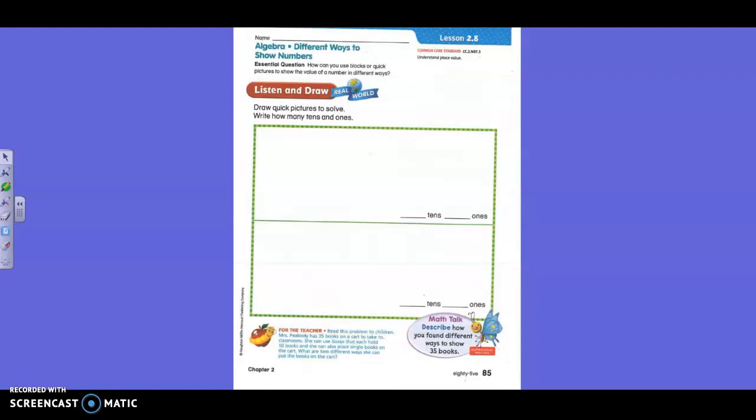Think about the information, not the name. She has 35 books on a cart to take to the classrooms. She can use boxes that hold 10 books, or she can also place single books on the cart. What are two different ways she can put the books on the cart? So we need to make 35 in two different ways.